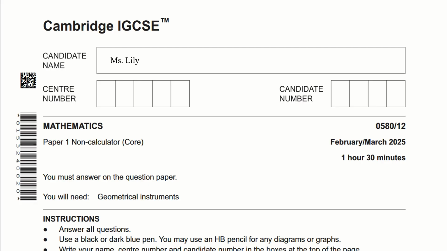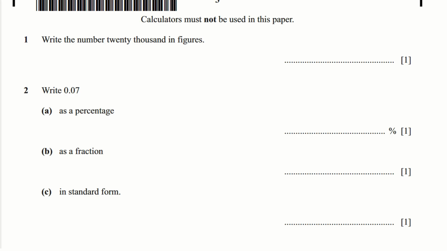Today I'll be solving 0580 Paper 1, February-March 2025, a non-calculator paper, so let's get started. Number 1, write the number 20,000 in figures. So we're going to write 20,000.